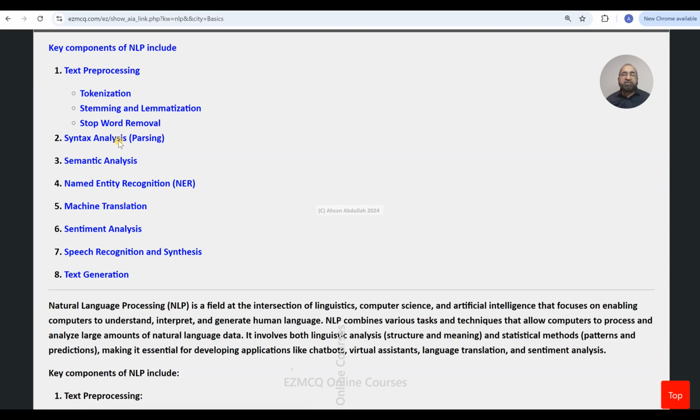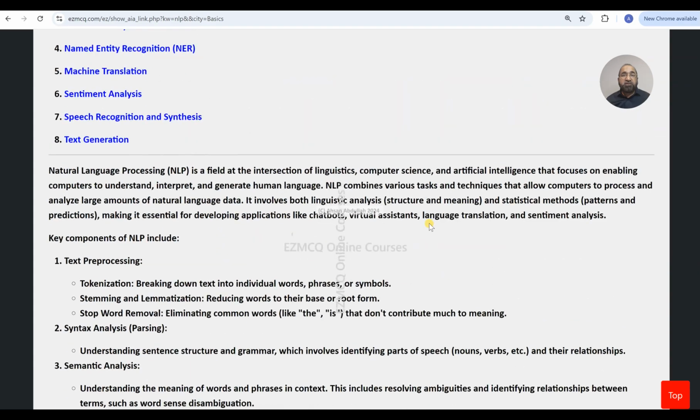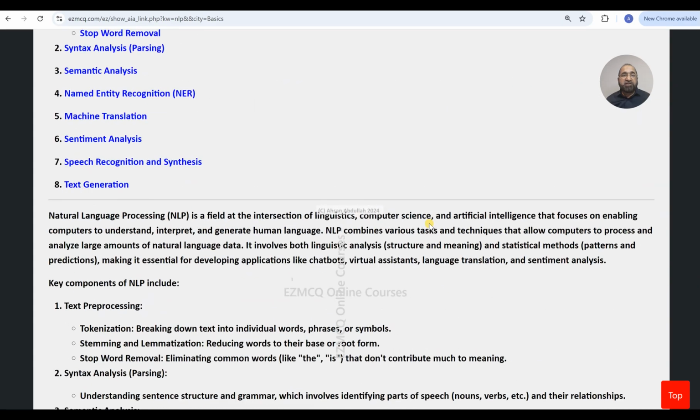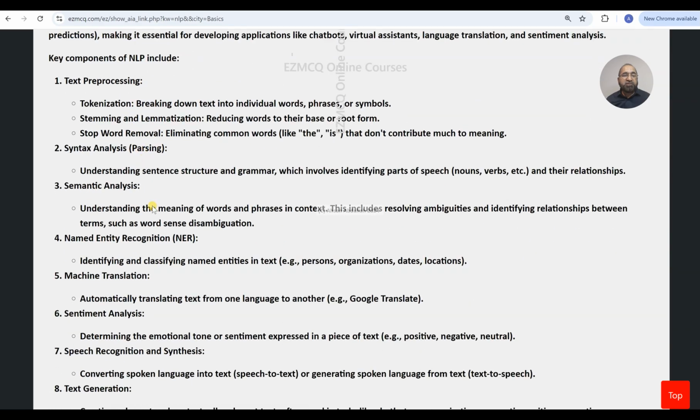And then is the syntax analysis. What does syntax analysis mean? Understanding the sentence structure and grammar. What are the nouns? What are the verbs? Of course, that requires a lot of smart techniques. And then is the semantic analysis. What does semantic analysis mean? Understanding the meaning of the words.